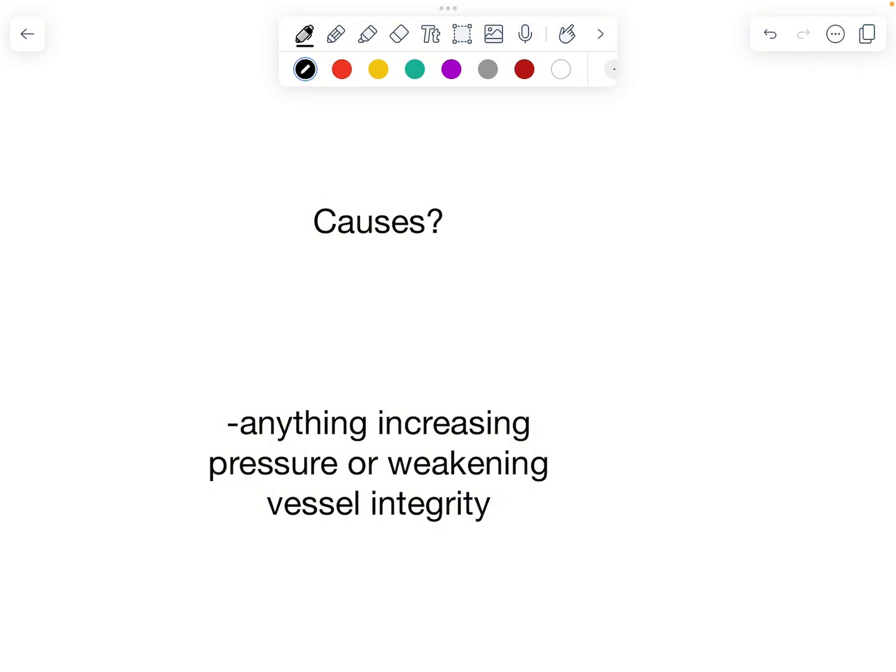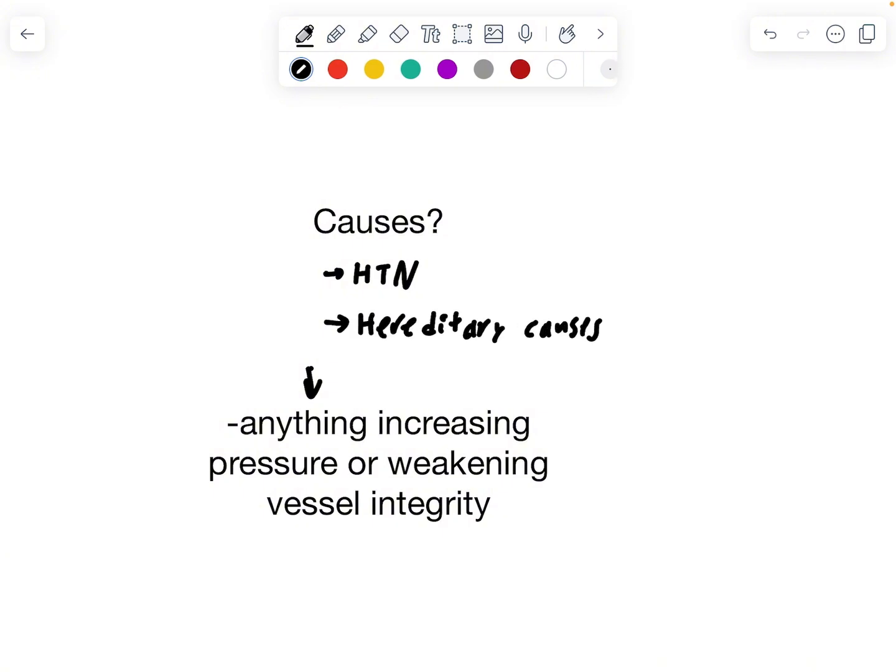Now, moving to the next component of the lecture, we're just going to discuss causes. And the important thing to note here, and I've already written it out, is anything increasing pressure or weakening vessel integrity. These are going to be the big players and the things that could lead to a dissection. Now, to break it down, one of the big ones is going to be poorly controlled hypertension. Another big component here is going to be hereditary illnesses. So if you think like Marfan's or Ehlers-Danlos syndrome, right? So again, those are going to be kind of the big things to keep in mind. Think anything that weakens the vessel or anything that increases pressure on the vessel. Those are going to be your causes.